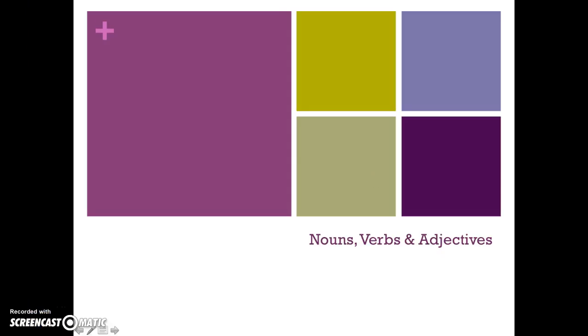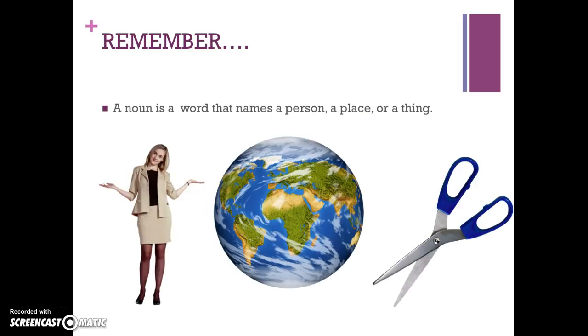Hello, class. Today we are going to be talking about nouns, verbs, and adjectives, the different types of words that come together to form sentences. Let's start with nouns. Remember, a noun is a word that names a person, a place, or a thing.